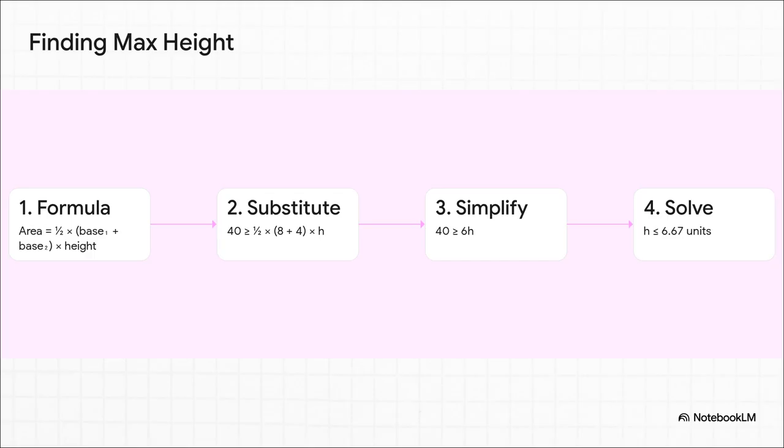Easy. We just start with the standard formula for the area of a trapezoid. Then, as you can see, we just plug in the numbers we know. Our limit is 40 for the area, so we set that up, we pop in the bases, 8 and 4, and then we just solve for our unknown, h. And what do we get? The result tells us our height has a firm boundary. It can't be more than 6.67 units.